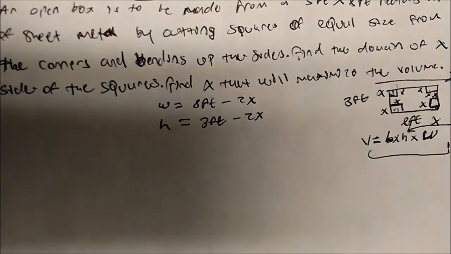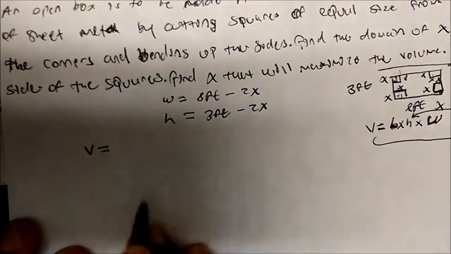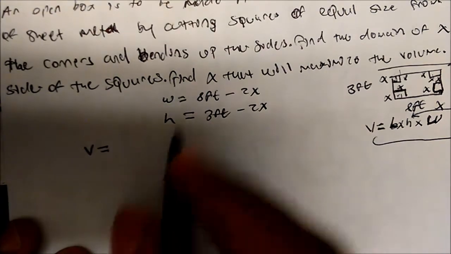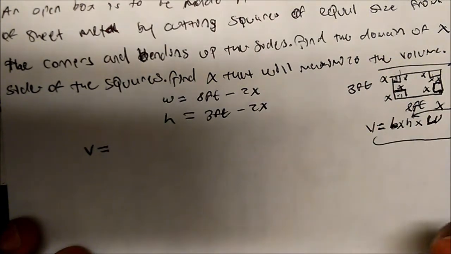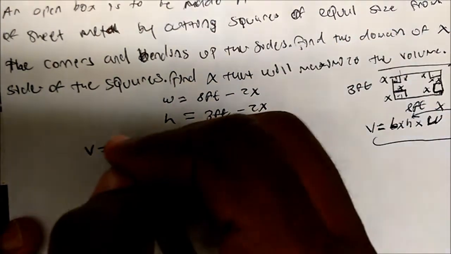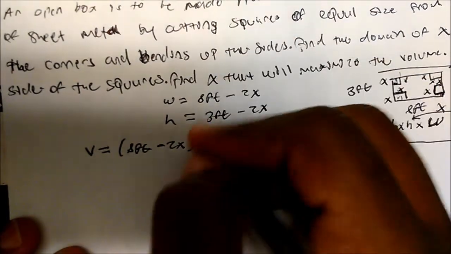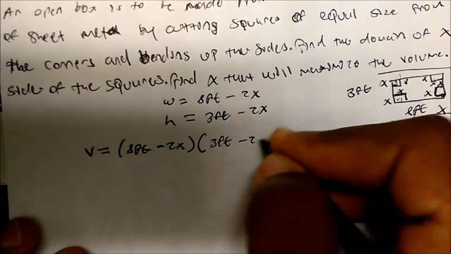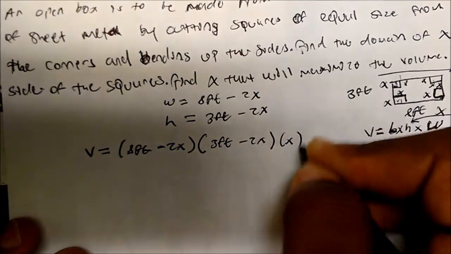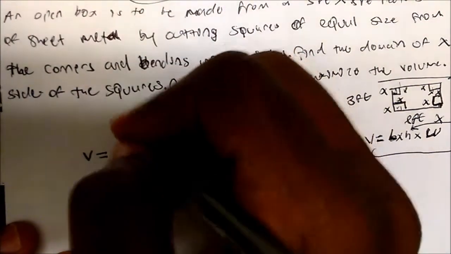So now you want to use that same formula and plug everything in. So your volume is just going to be your base or your width, doesn't matter. So it'd be 8 feet minus 2x, multiplied by 3 feet minus 2x, multiplied by x. This will be your height. This will be your base.